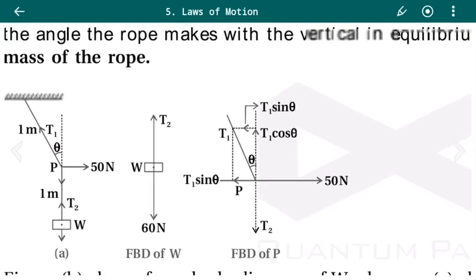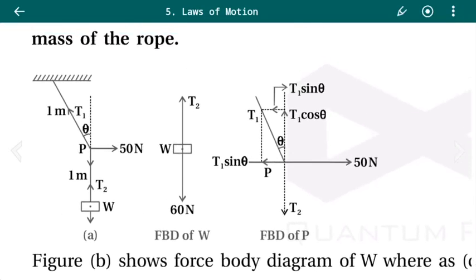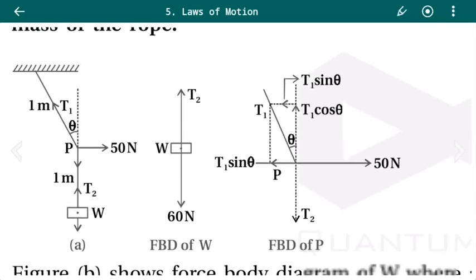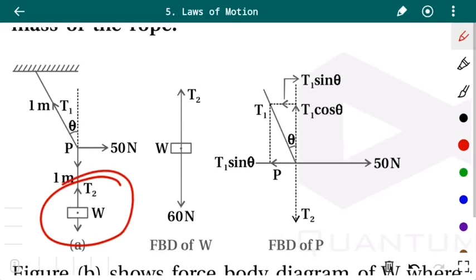So first of all let us see the free body diagram. First of all, the free body diagram of the weight. On the weight, that is on the object, two types of forces will be acting. One is the weight which is in the downward direction, and the tension, that is in the upward direction, the tension prevailing in the rope towards the fixed end. So it is in the upward direction.